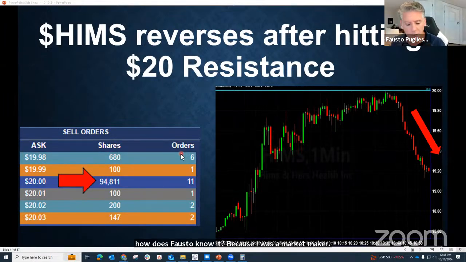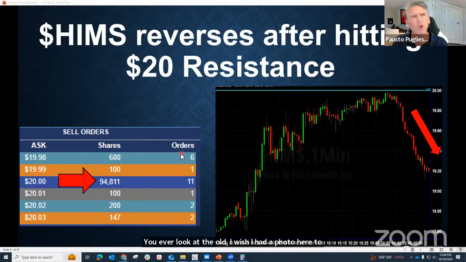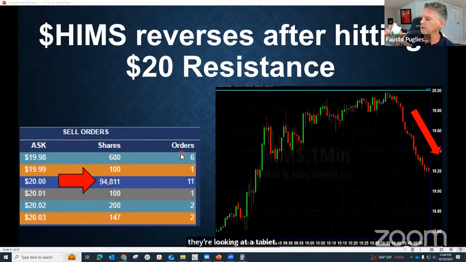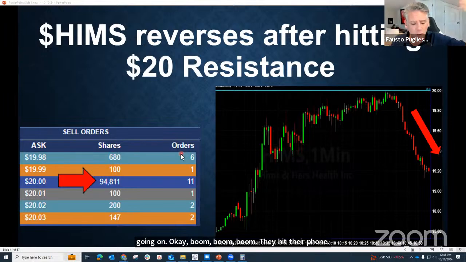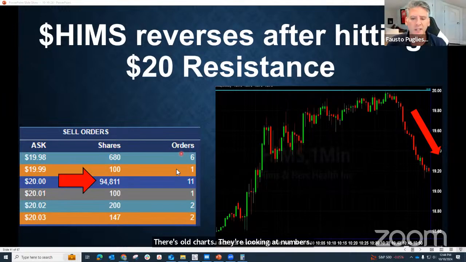Do you know when you ever look at the old, I wish I had a photo here to show you, but you ever see when they show the people in the New York Stock Exchange? They're always looking up at the screen, right? Or they're looking at a tablet. They're not looking at 6 monitors. They look at the screen on the wall and all these numbers. There are no charts on those screens. They're looking at numbers. What numbers? The numbers you see on the left-hand side.